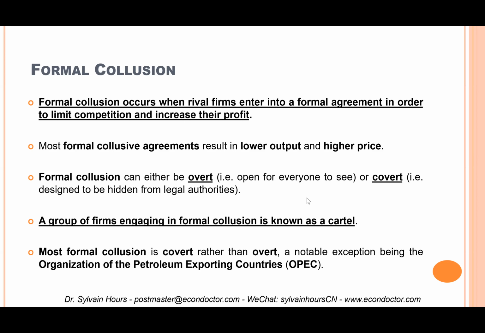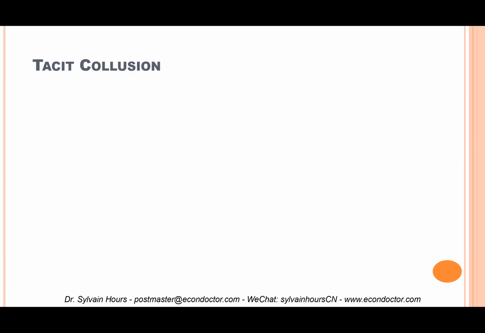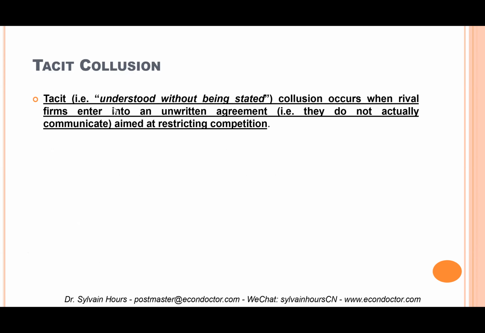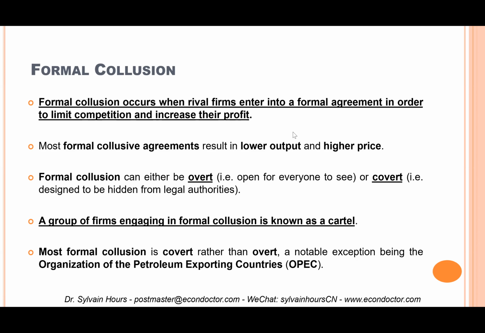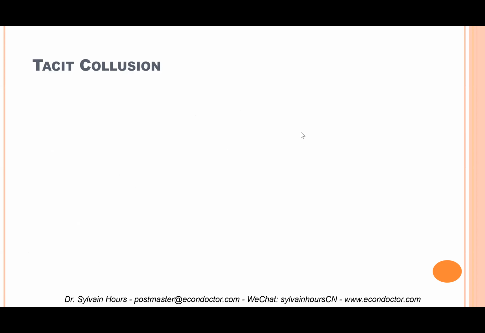It's not something that is hidden. But when private businesses, when private firms engage in formal collusion, they try to do that without anyone noticing, because it's illegal and they could be in trouble. So that's formal collusion. They explicitly agree to restrict competition.